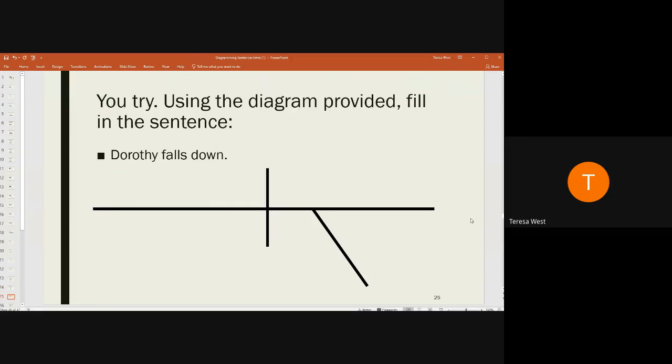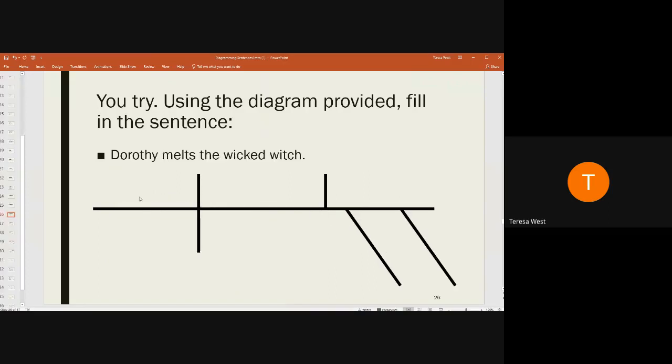Right? The next sentence, Dorothy falls down. Our subject is Dorothy. She's a proper noun, but she's our subject. So Dorothy, what does she do? Dorothy falls, right? That's her action. Dorothy falls. So falls is going to go here. Dorothy falls, and down describes the fall. Dorothy falls down. So this is what this diagram would look like.